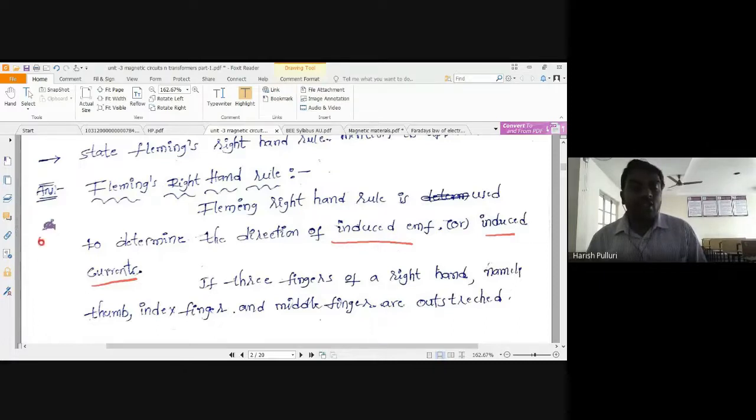Similarly, what is the output of a motor? Suppose a fan is there, what is the function of a fan? It is rotating. And what is the function of an AC? Again, it is rotating. Every output of a motor is rotating. Rotating means either force or torque. So to find the direction of the force or torque, we use Fleming's left hand rule. To find the direction of EMF, we use the right hand rule.